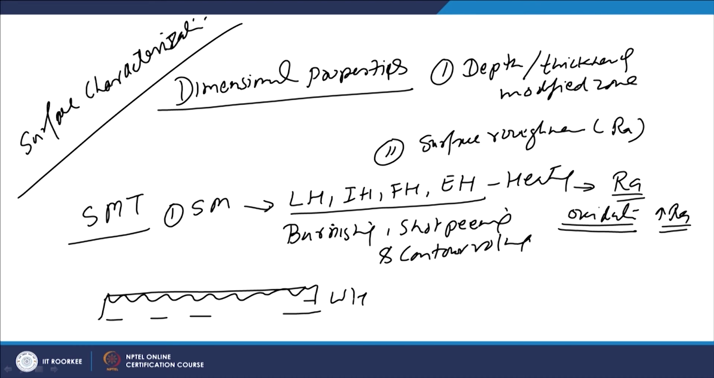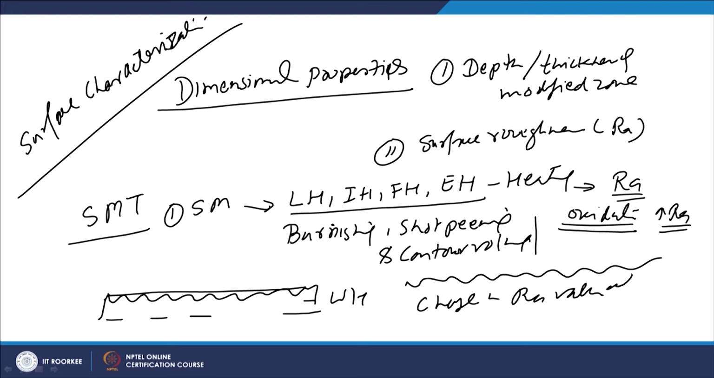Definitely when these methods are applied, the ups and downs present at the surface are modified. So, there is always a change in the Ra value of the surfaces modified using burnishing, shot peening or contour rolling. Then we have the second category of methods where the chemistry of the surface is modified, the chemical composition of the surface is modified.